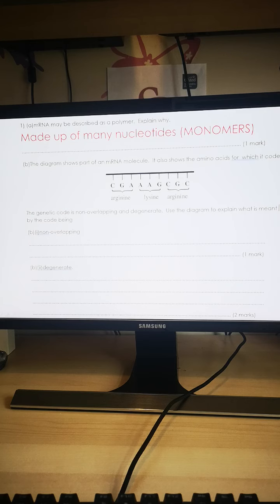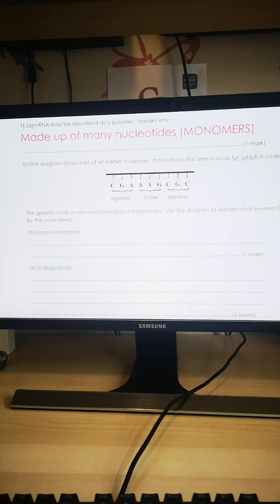Okay, you might push now for more detail there. Remember, our new spec, sometimes the examiner wants a little bit more. So this is an old spec question. So maybe add to that many nucleotides, include the word monomers, and you might even say joined together by condensation reaction.